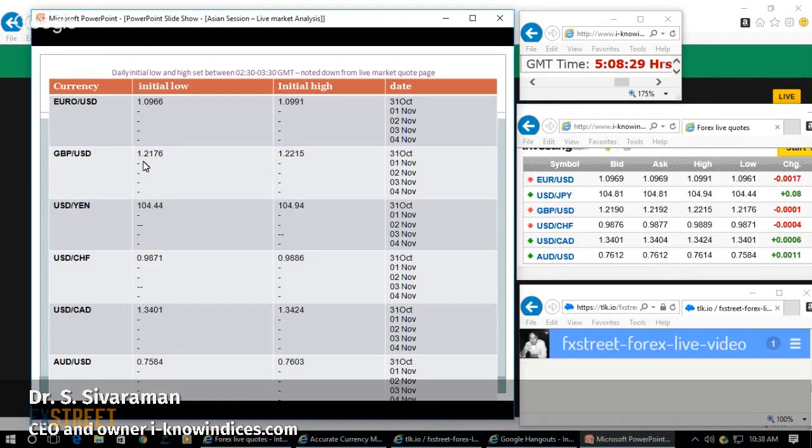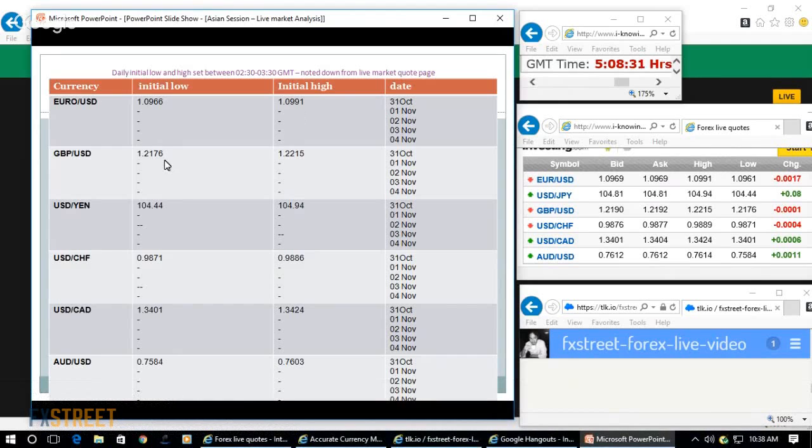In the case of GBP, 1.2076 is the low and 1.2215 is the high. They have not breached the low or the high. So only in the case of Euro, they made a brief downward stop and started gaining the level above that of the initial low in less than 30 minutes.